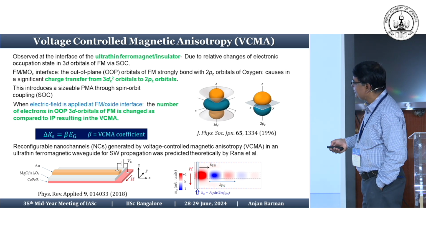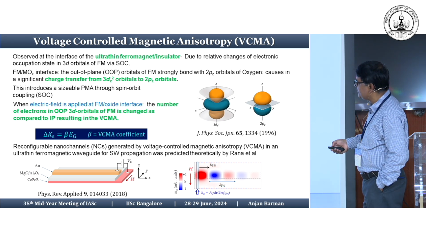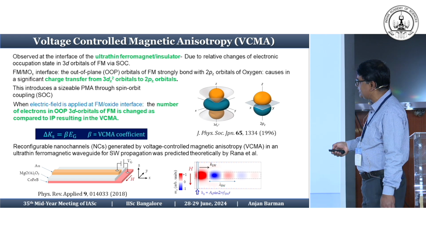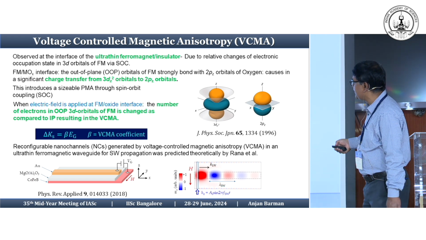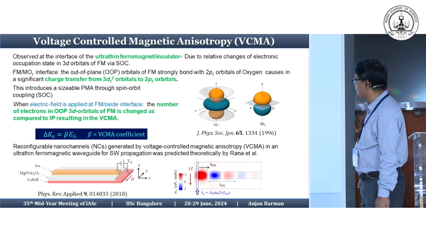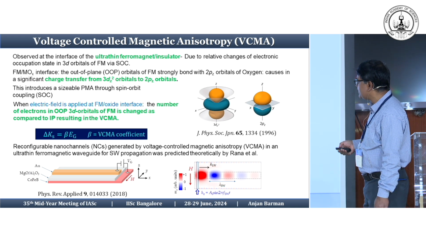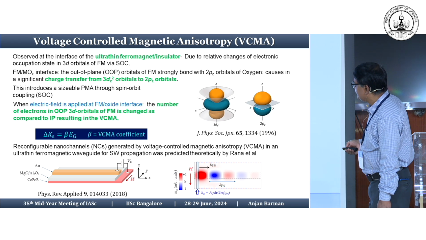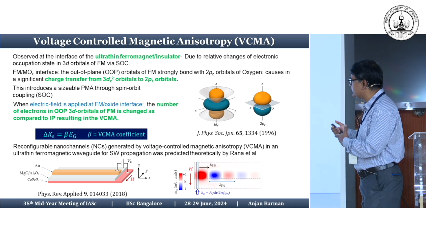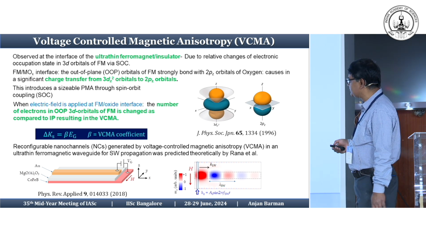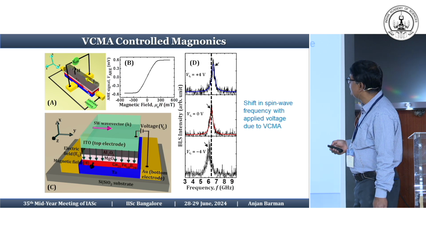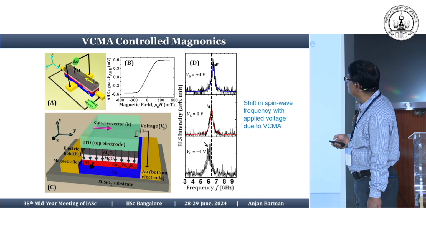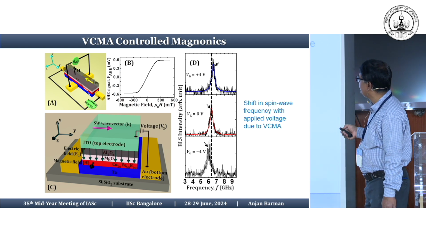Linearly you can express it as delta Ks, that is the change in anisotropy, equal to beta times Eg, where Eg is the electric field and beta is the voltage control magnetic anisotropy coefficient. One can use this not only to change the anisotropy but to create different types of spin texture, reconfigurable nanochannels for propagating spin waves. That is something that we will do here. So this is voltage control magnetic anisotropy based magnonics.